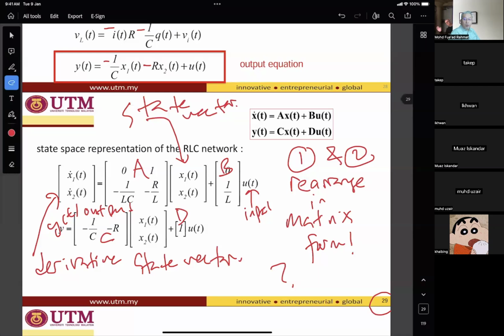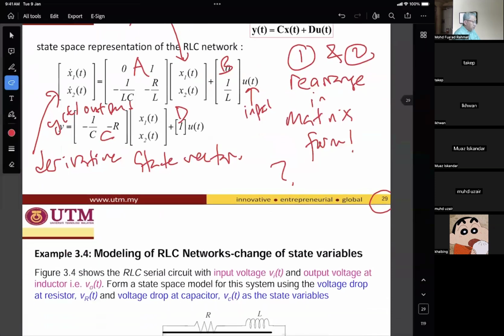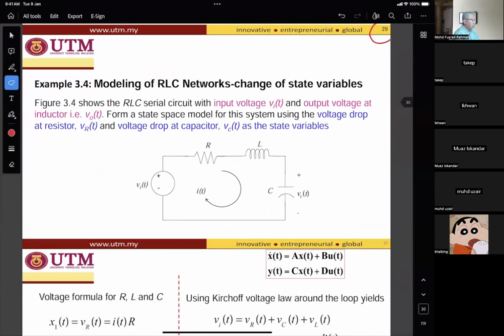Absent. Okay, Muhammad Uzair, any question? Tak ada tu. Okay, hadir. Muhammad Uzair hadir. So when I call your name, no response, I assume you are absent. Okay, next.